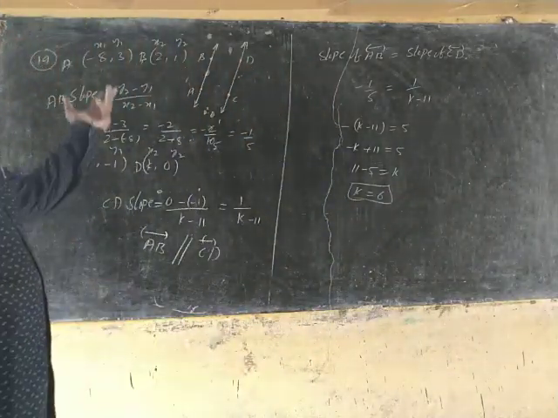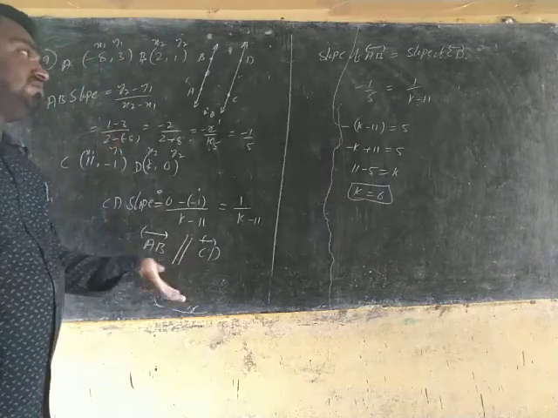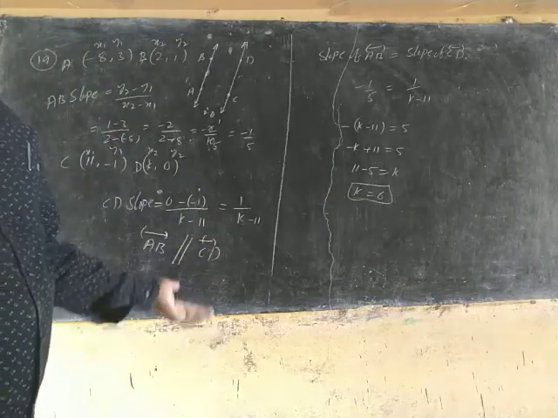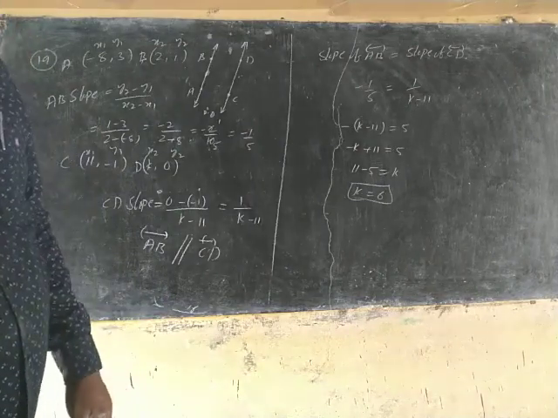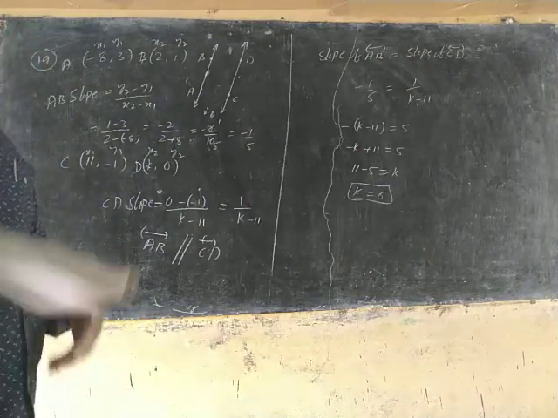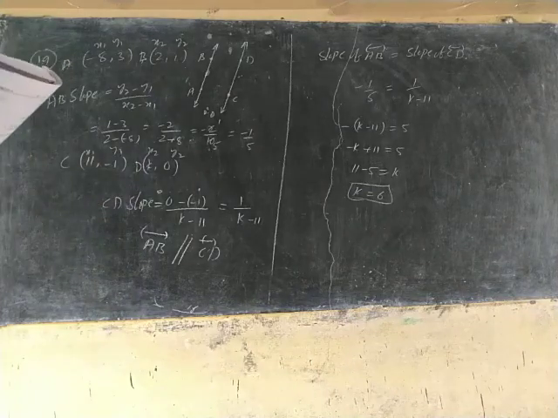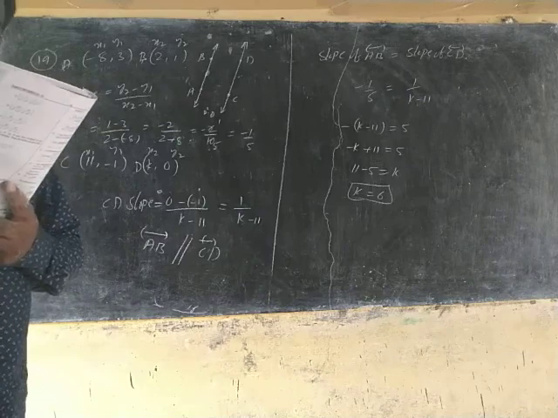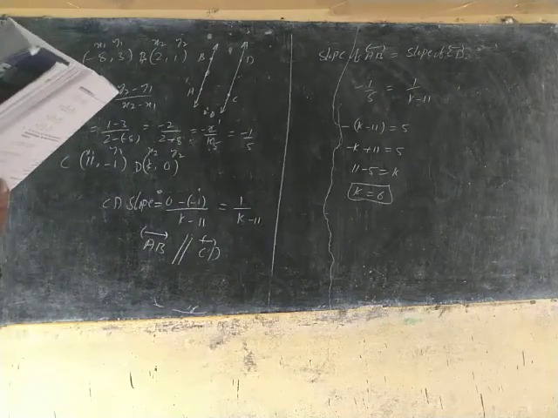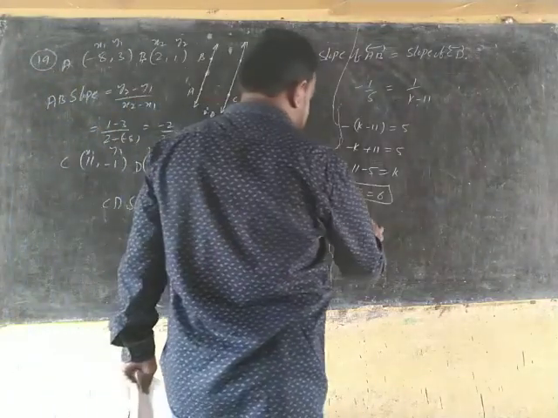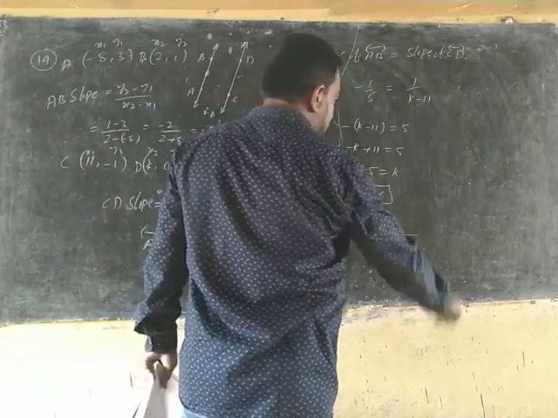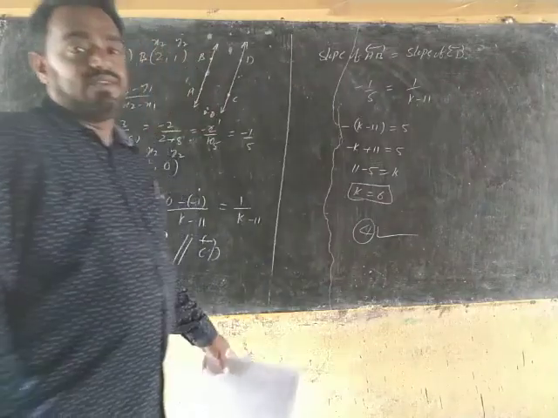Nothing else. Very simple question. Just the simplification part only. We just used the formula for the slope of the line passing through x1 y1 and x2 y2. Then we equate the slopes. After the simplification, we got the k value as 6. So which is the right option? Option 4 is right for this question.